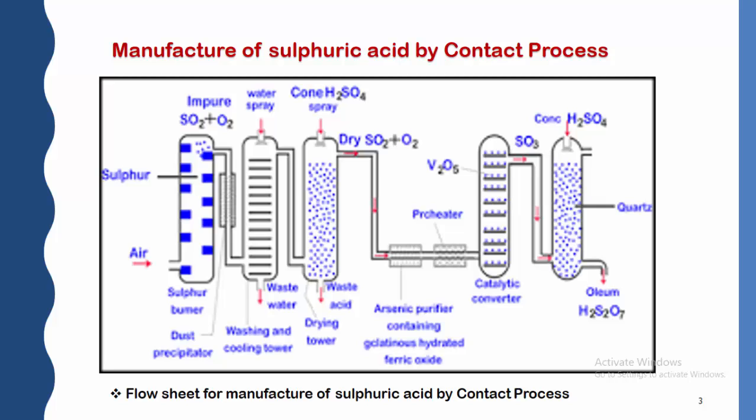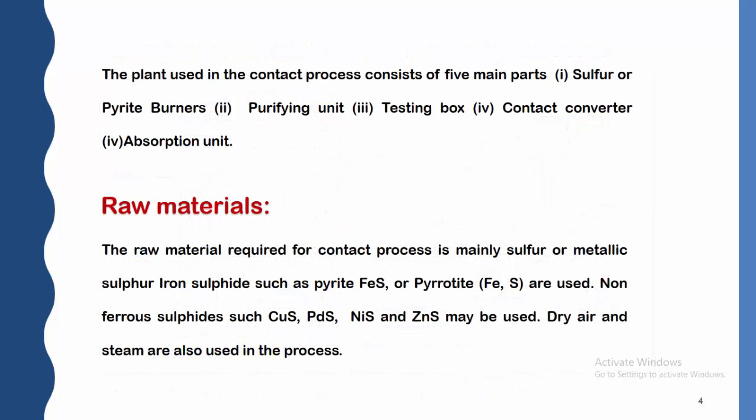Let me discuss this flow sheet one by one. The plant used in the contact process consists of 5 main parts. First is the burner, where the raw materials, pyrites or sulfur containing material, are taken. Second is the purifying unit, third is the testing box, fourth is the contact converter, which we have already seen in the flow sheet, and the last one is the absorption unit.